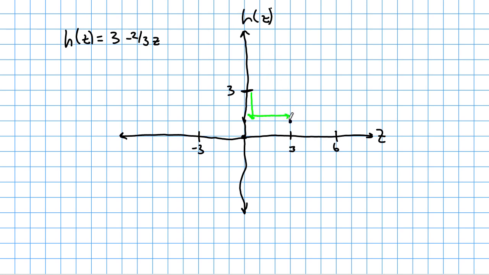So our first point will be here. Then we rise negative 2 and run 3. Our next point will be here. And going backwards, we rise negative 2, run 3. Drawing our line, we have a graph.